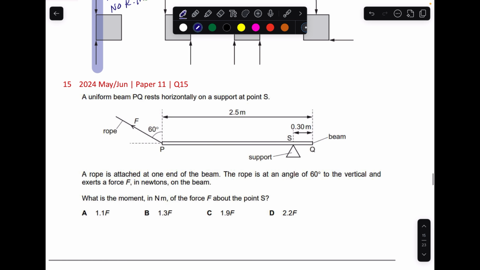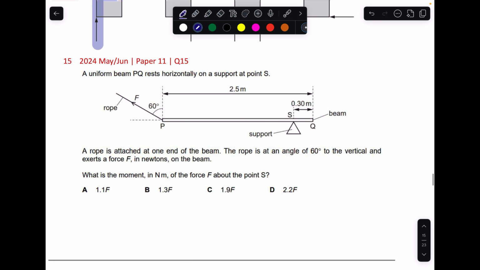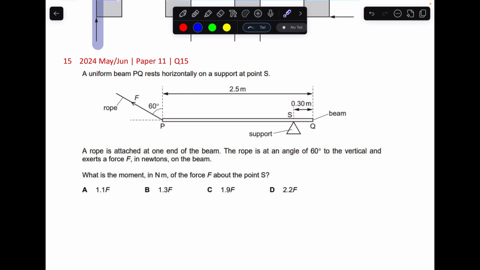In the next question, a uniform beam PQ rests horizontally on a support at point S. Here we have a point S. A rope is attached at one end of the beam. Here, the rope is at an angle of 60 degrees to the vertical and exerts a force of F newtons on the beam. What is the moment in newton meters of the force F about the point S? So you have to find simply the moment because of force F at point S.